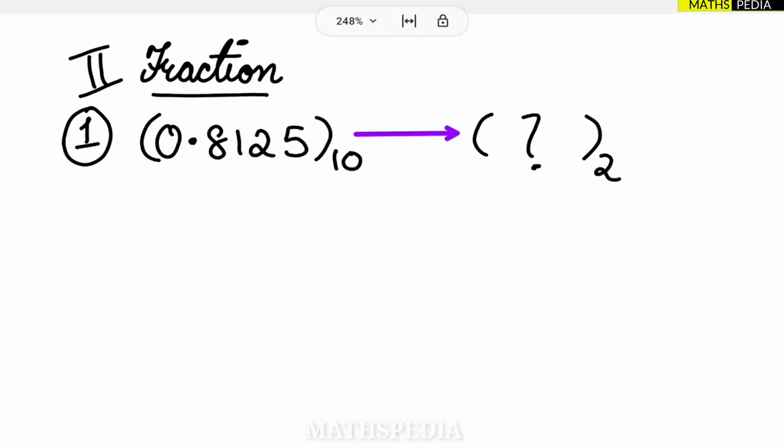The next part is where we get a fraction. The point has come, a very important question. We have to convert it into binary. How to convert it into binary? Very simple concept.